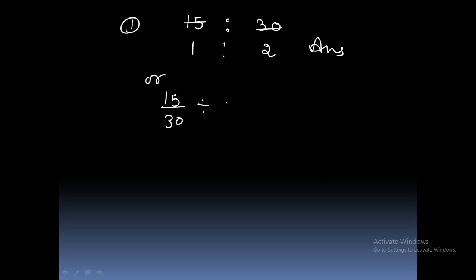If you want to calculate the ratio 15 to 30, then you can use this method. 15 ones are 15, 15 twos are 30. This is your ratio of 15 is to 30. Or the other method, 15 by 30, divide by that number which divides both, and we will get that fraction which cannot be divided further. 15 ones are 15, 15 twos are 30. This is your answer in the form of a fraction, and you can write it in the form of a ratio.